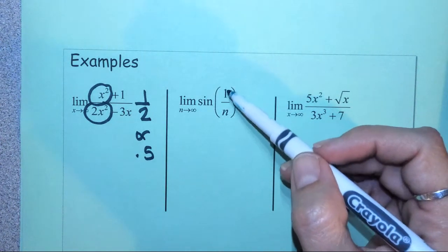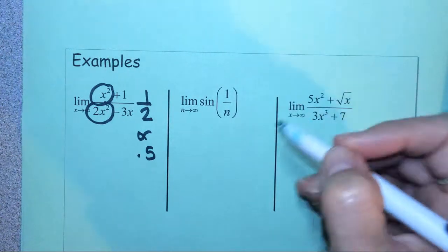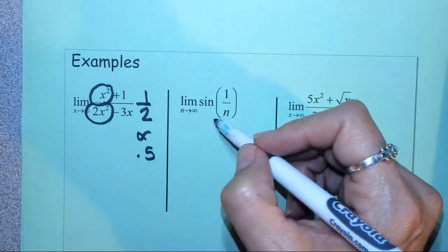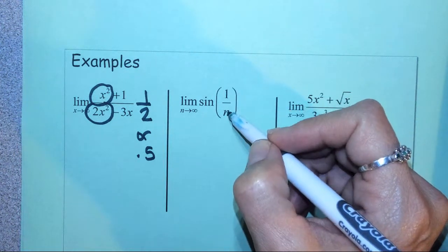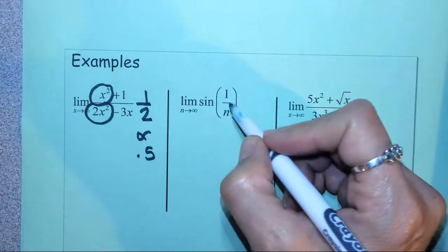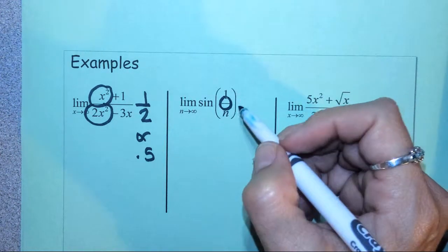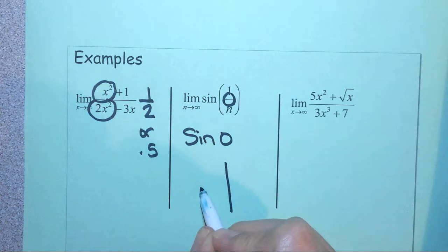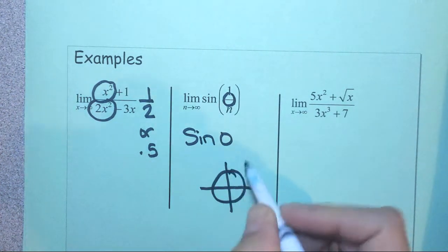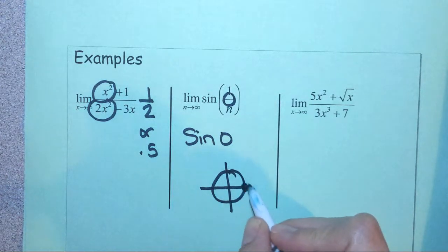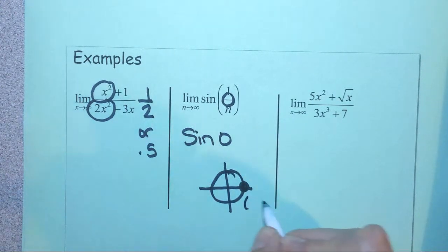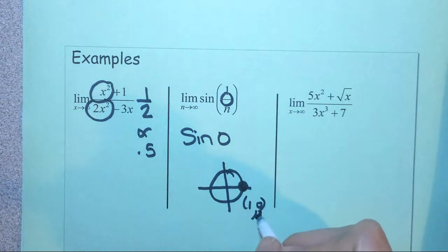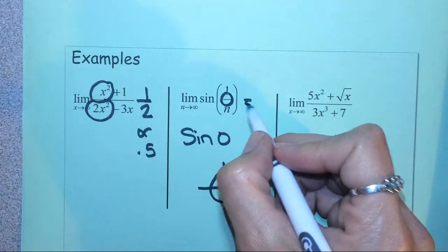Example number 5. This isn't any of the rules. This is one of those ones I have to think about. So as 1 gets divided by n, and n gets bigger, 1 divided by 2, 1 divided by 3, 1 divided by 4, this whole thing is getting closer and closer to 0. So I want to know, what is the sine of 0? Well, I have to think about my old friend, the unit circle. And I'm looking at sine of 0. Sine of 0 is right here in this corner. That ordered pair is 1, 0, and sine means the y value, so the answer is 0.